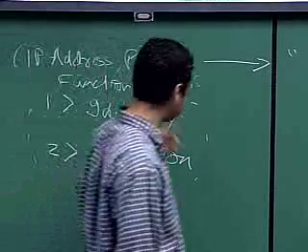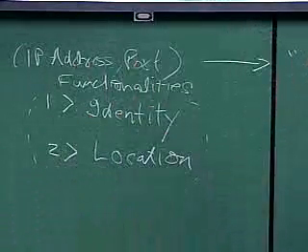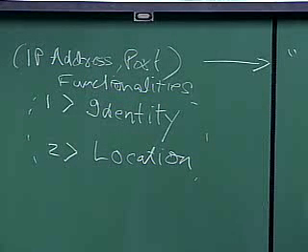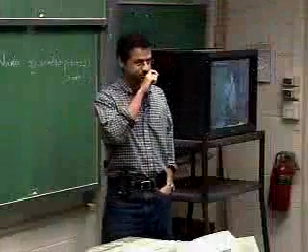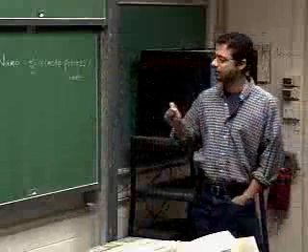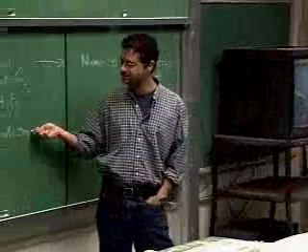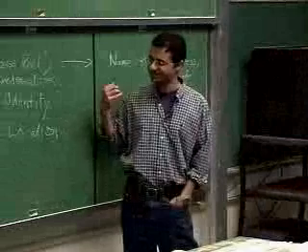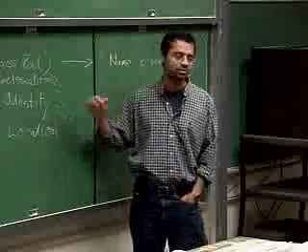Now, why is this architecturally sort of a bad idea? Yeah. So your identity and your location are tied to each other, so it prevents mobility.